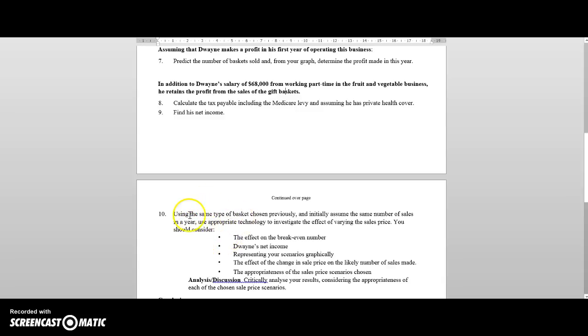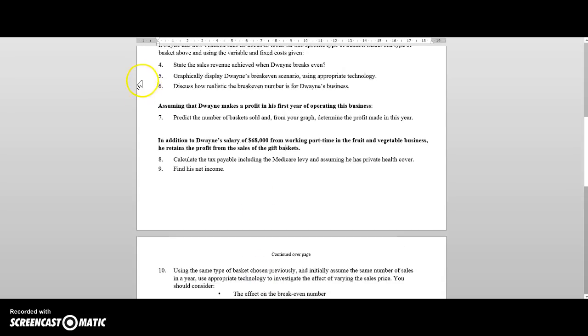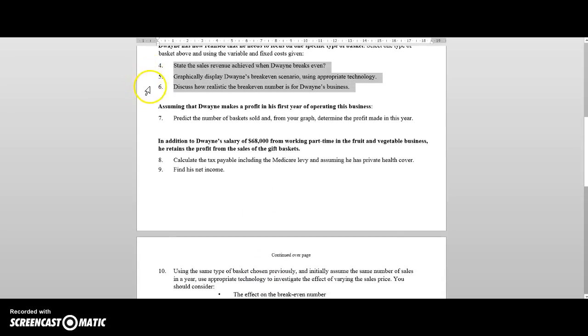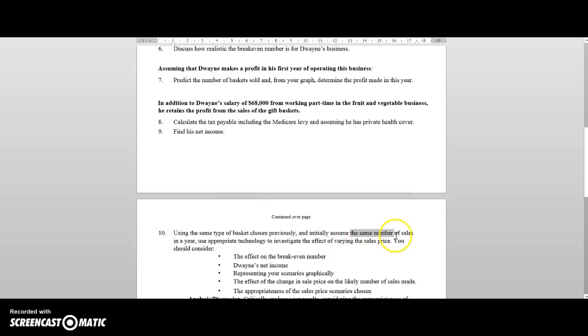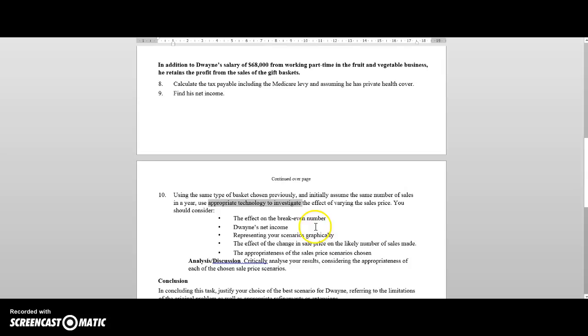So if we look at the question using the same type of basket chosen previously, so the one that you've been consistent with through questions 4, 5 and 6, initially assume the same number of sales, and that same number is what you predicted. Alright, so you've got to use that predicted number from 7. You use appropriate technology. I'd like to really see it using the marginal income method. The effect of varying the sales price.